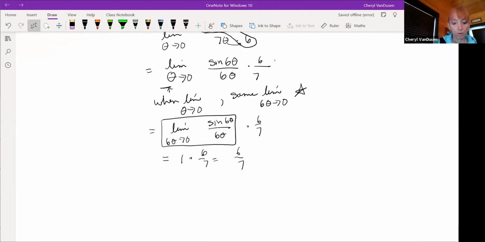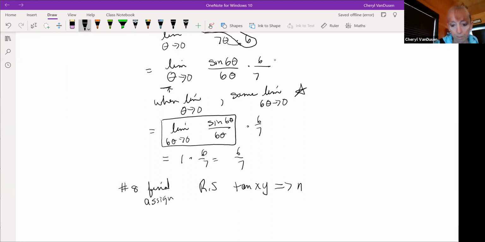Here's a little comment. If you may have seen this one, number 8, I just want to talk about it really briefly. On the final assignment, it's a little bit odd to know what it says on the right hand side. The right side says tan of xy. Please know that that means the tan of x times y. The y is not part of the angle. If they wanted it to be part of the angle, this would be in brackets. Don't misinterpret that. I had chatted about it when we had our Zoom session, so I thought I would throw it in there.